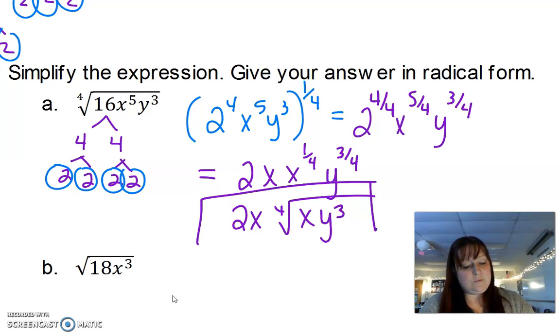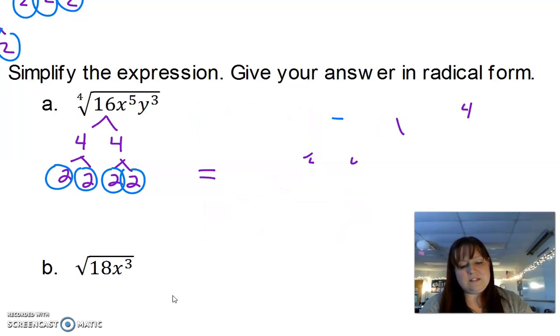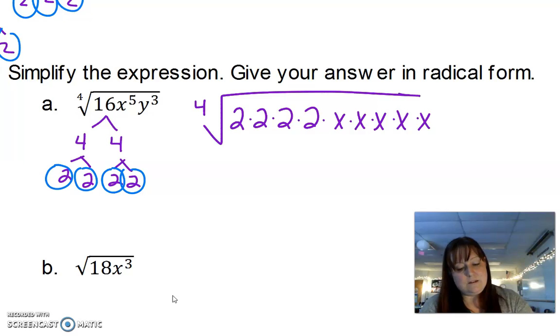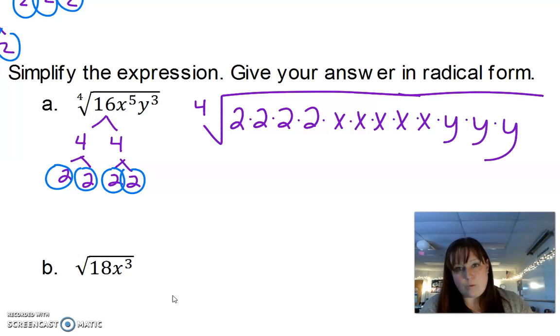That's one way to do this one. The other way that we could do this one, and I saw a lot of you doing this on our test, that's totally fine, is you write this as the fourth root of 2 times 2 times 2 times 2 times x times x times x times x times x times y times y times y. Okay. And then you take out groups of 4.